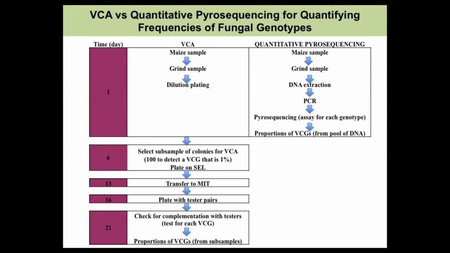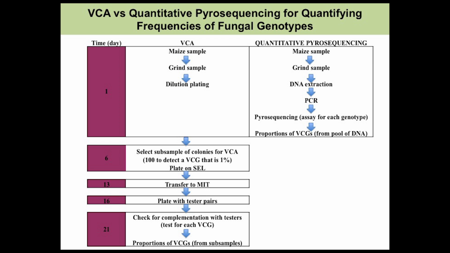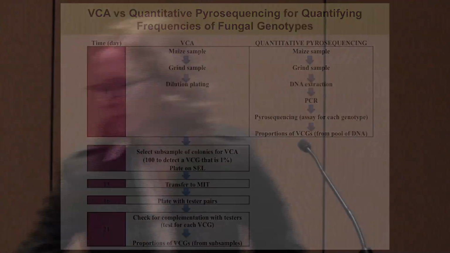And this is just a comparison of the two methods. I just want to make the point that we can isolate DNA, do the PCR and pyrosequencing within a day or two, whereas to get results for the vegetative compatibility analysis, it takes a minimum of 3 weeks.